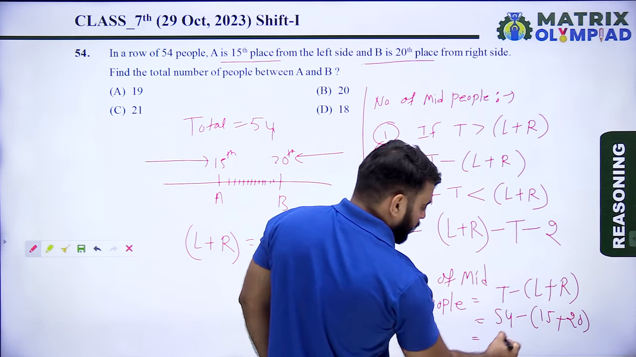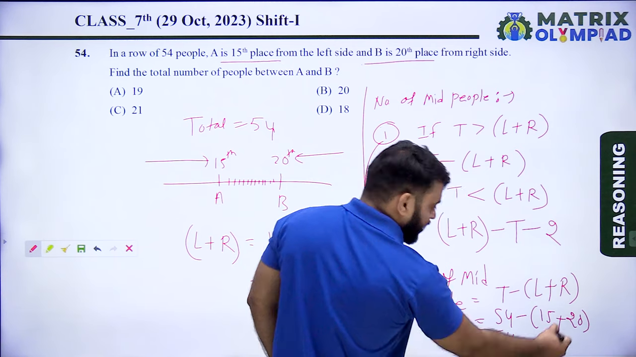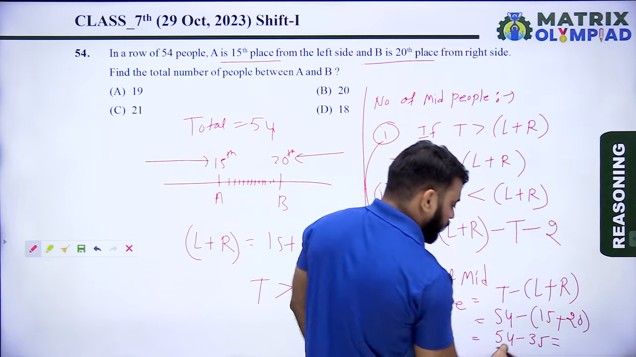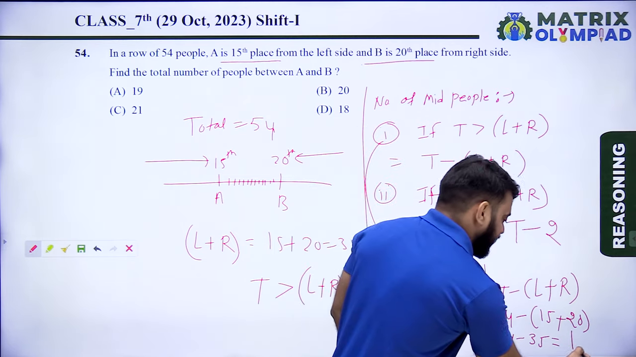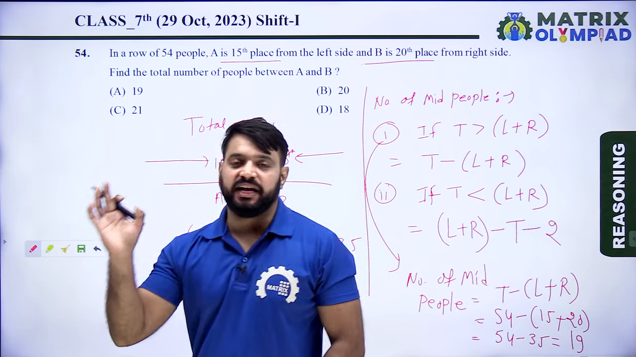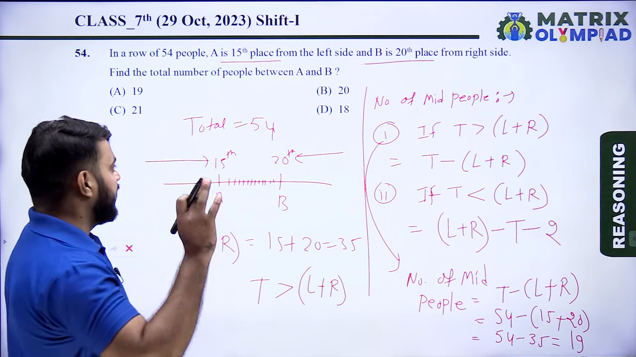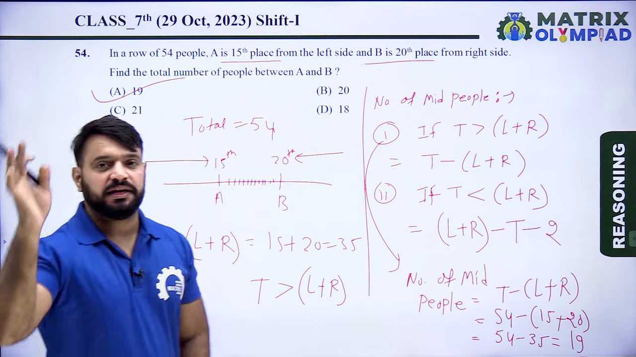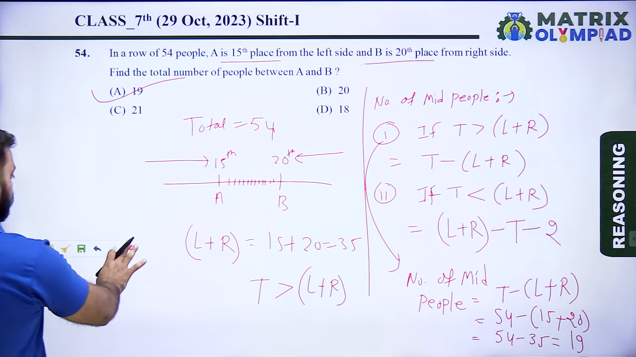So 54 minus (15 plus 20), which means 35. So 54 minus 35 is 19. So there are 19 people between A and B. So here option A is the correct answer of this question. So let's move on to the next question.